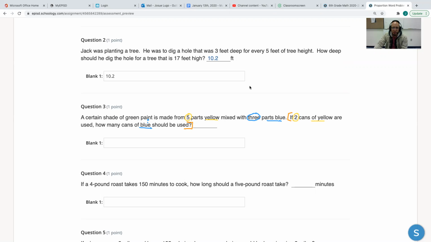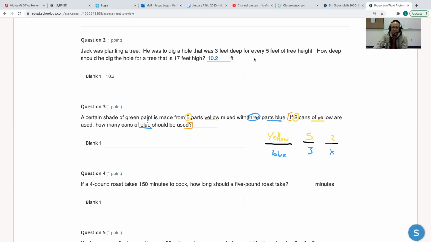All right, so the 2 things that we're comparing are yellow to blue. Okay, yellow to blue. And the ratio that is given to us is 5 parts yellow to 3 parts blue. 5 yellow, 3 blue. Any other important information here? Yes, 2 yellow cans are used. So I'm going to put 2 up here with the yellow. And we are wondering how many blue. How much blue do I need?